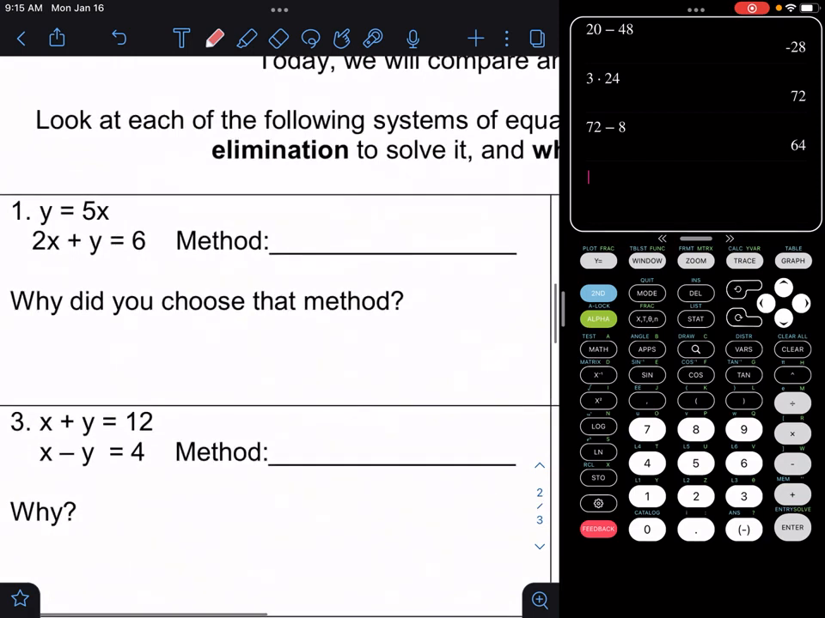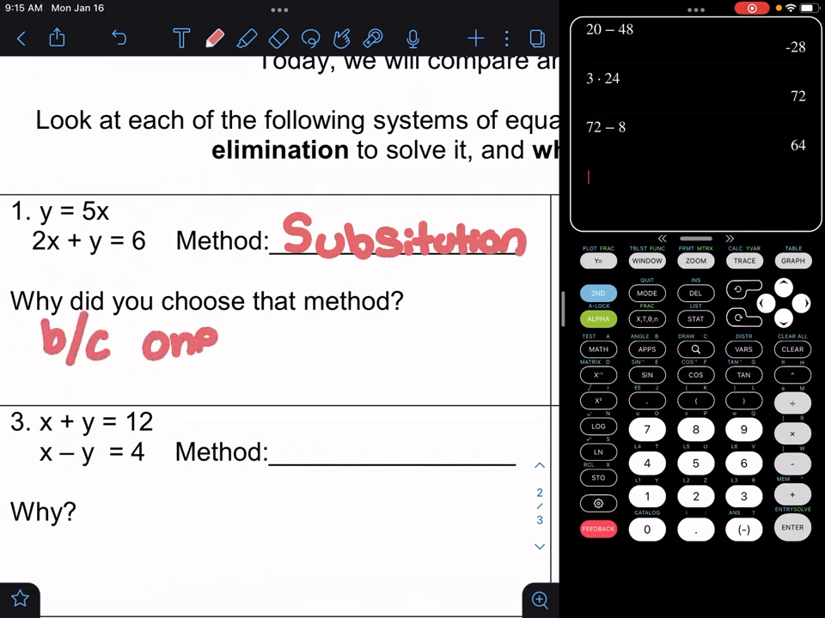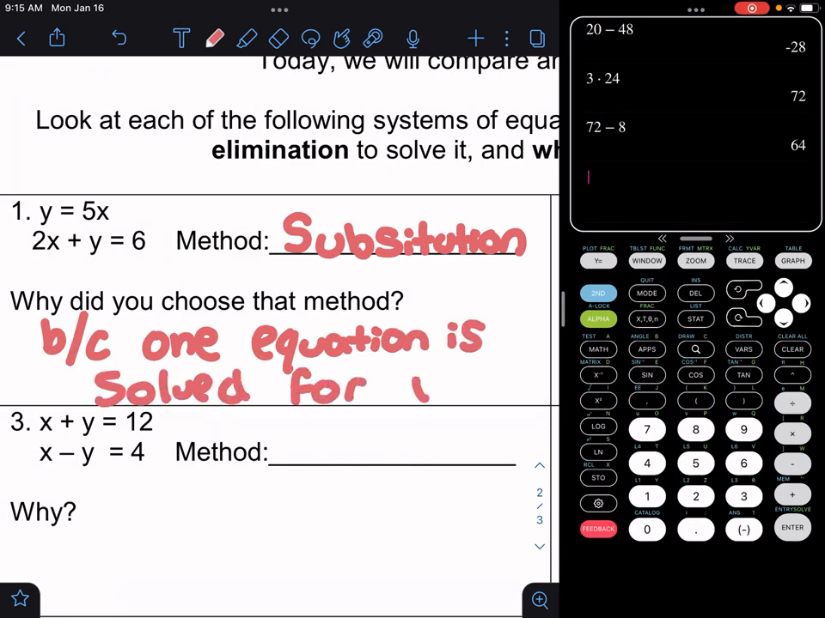Alright, right off the bat, I see here that I'm going to use the substitution method. And why? Because one equation is solved for y. This means that if I wanted to plug this in, I could easily plug in what y equals, which is the 5x.